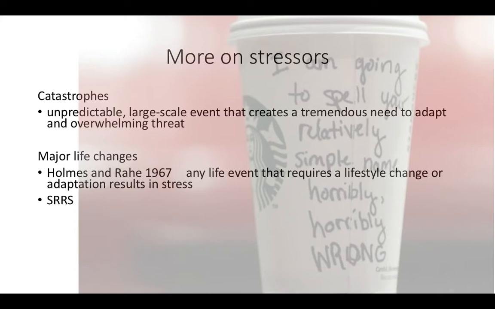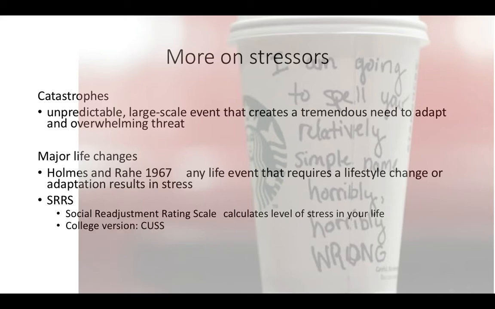They created something called the Social Readjustment Rating Scale. This measures the amount of stress in a person's life by scoring and adding up all the life change units they encounter. On the next slide, I show you an example of it. The book also has it.